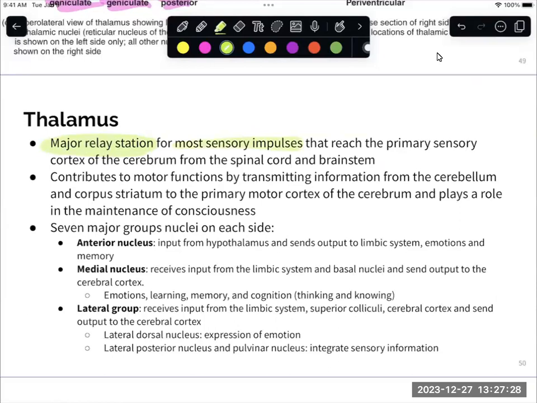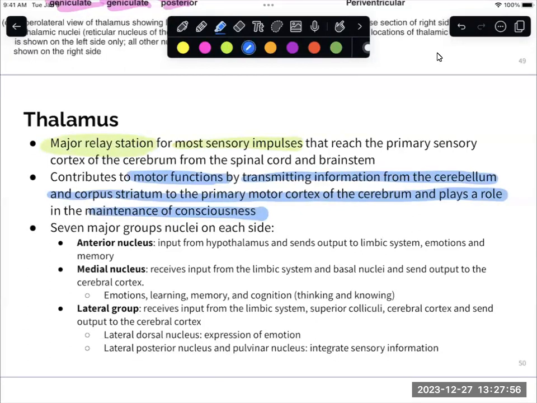So sensory impulses are going to travel through the thalamus. Motor going down, or transmitting information from the cerebellum and corpus striatum and the primary motor cortex, helps to play a role in maintaining your consciousness.